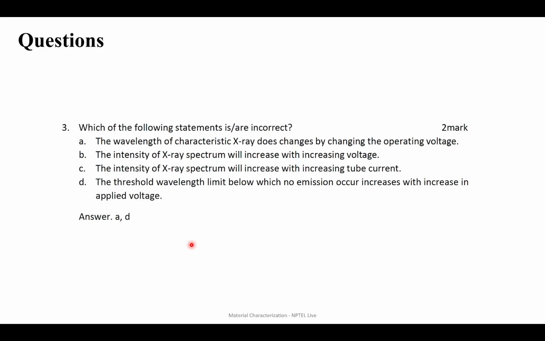So the incorrect statements are A and D. The wavelength of characteristic X-ray does not change when you change the operating voltage, and the threshold wavelength limit below which no emission occurs decreases when you increase the applied voltage, and not increase. So this also is incorrect. And the intensity of X-ray spectrum increases by increasing voltage as well as tube current. So B and C are correct statements.